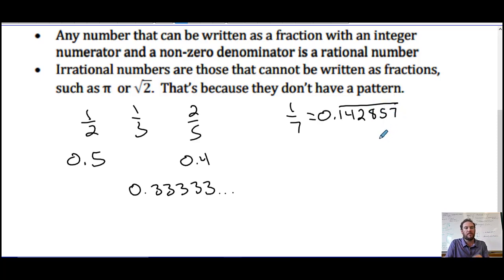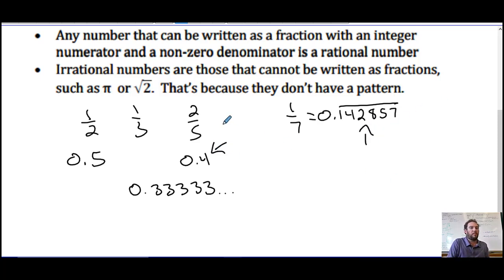Now, if there are rational numbers, it kind of makes sense that there might be something called irrational numbers. And what an irrational number is, it is the exact opposite of a rational number. If rational numbers can be written as a fraction, irrational numbers cannot. If rational numbers either terminate or repeat, irrational numbers won't.